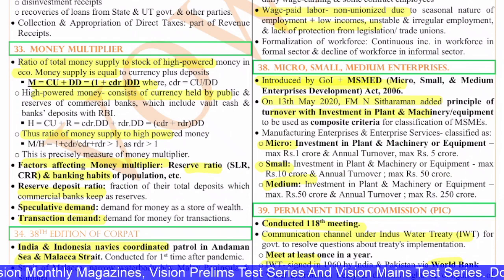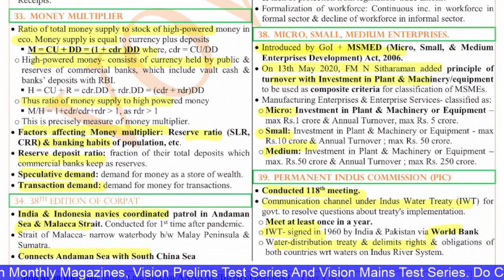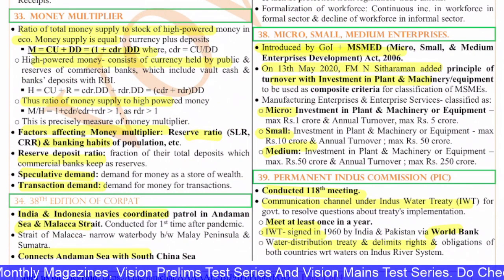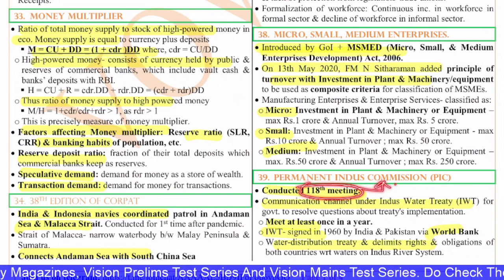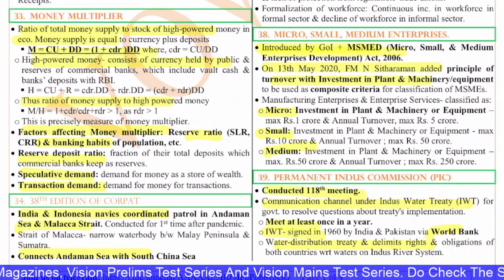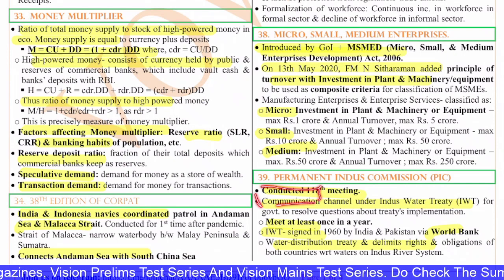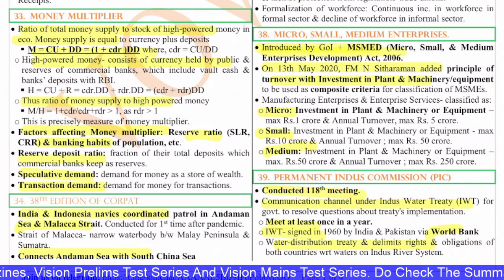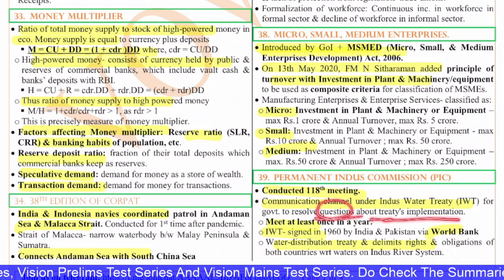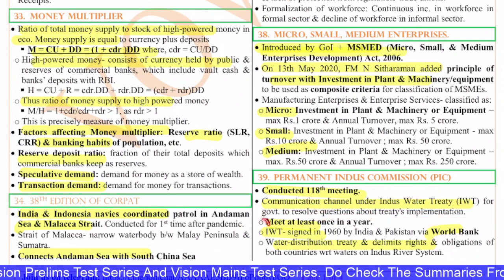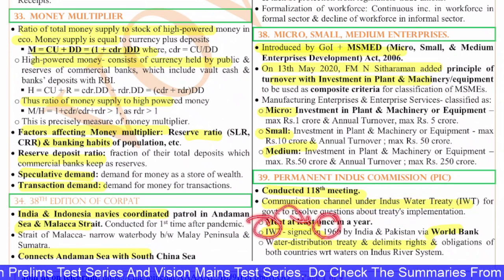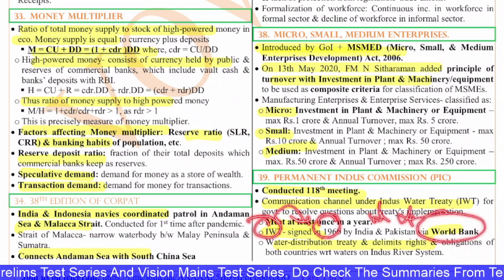Next, 39th question is on the Permanent Indus Water Commission. Recently the 118th meeting of this Permanent Indus Water Commission was held. That's why it was in news. It is a communication channel under the Indus Water Treaty for the governments to resolve questions about the treaty's implementation. They meet at least once in a year, and the Indus Water Treaty, if you see, was signed in 1960 by India and Pakistan via the World Bank.